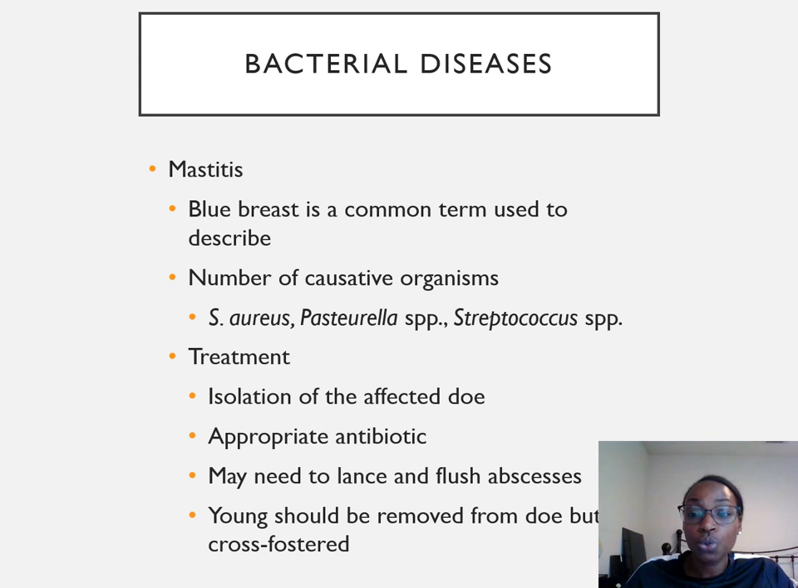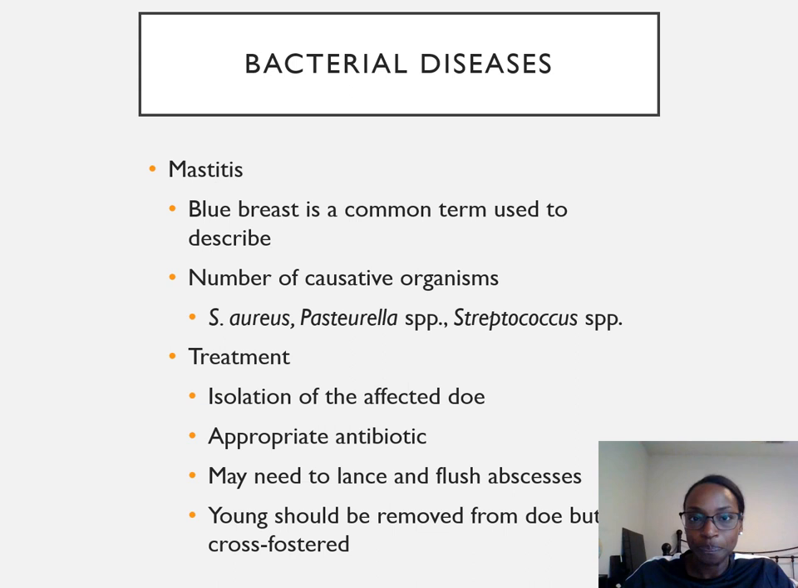And so how do we treat this? Well, the first thing we need to do is remove the kits as soon as possible if we see this, because they can't continue to nurse, right? That has to be really painful for the doe. Move them, and hopefully there is a doe that will nurse them. We can also give some appropriate antibiotics. And then if abscesses do occur, we can lance and flush those abscesses.